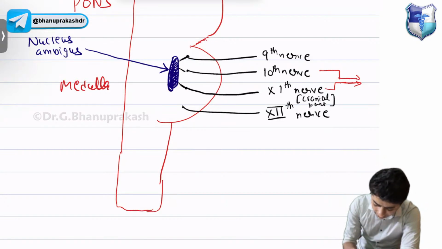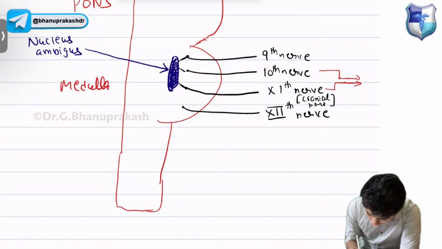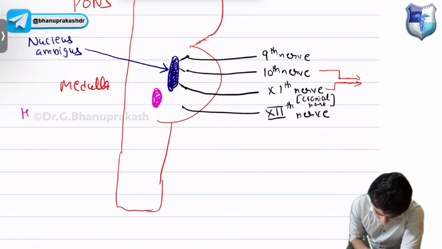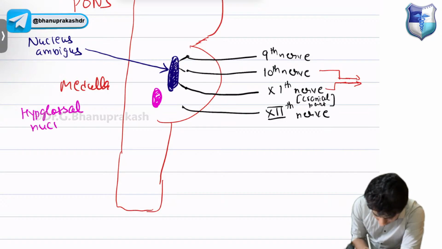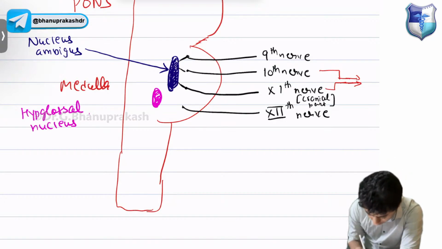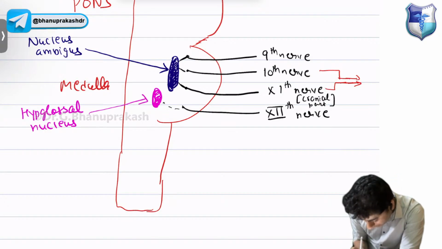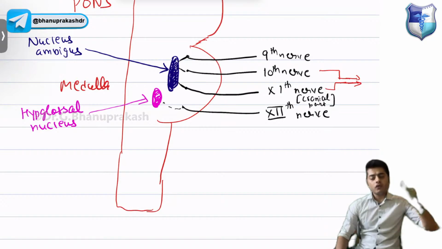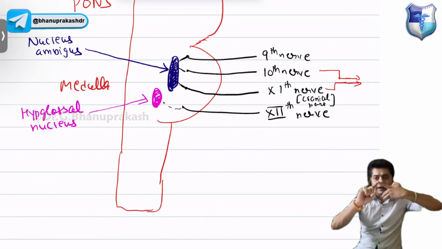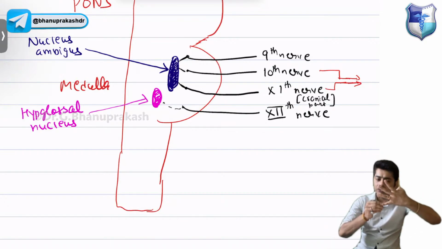And there is some other nucleus also. There is another nucleus sitting here. This is your hypoglossal nucleus. Okay, everyone, and this is giving supply to your 12th nerve. So from the medulla, four nerves are coming: your 9th, 10th, 11th cranial, and 12th nerve.